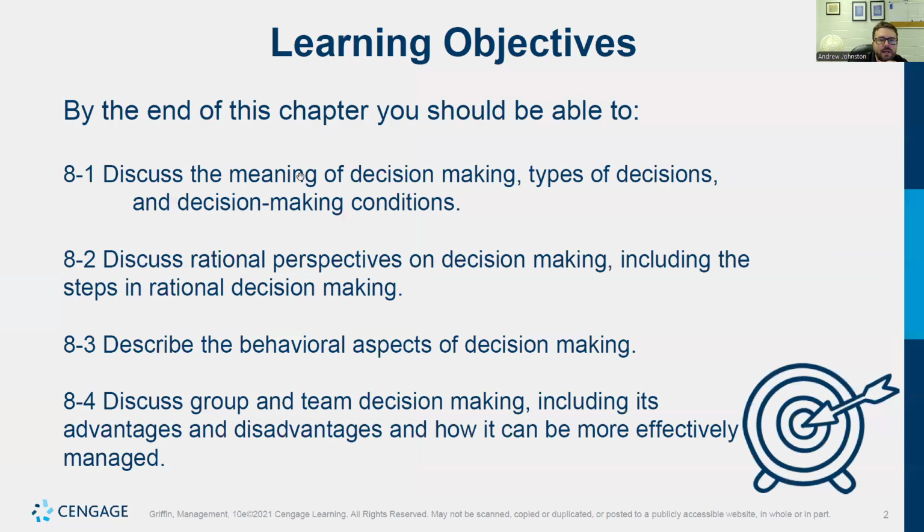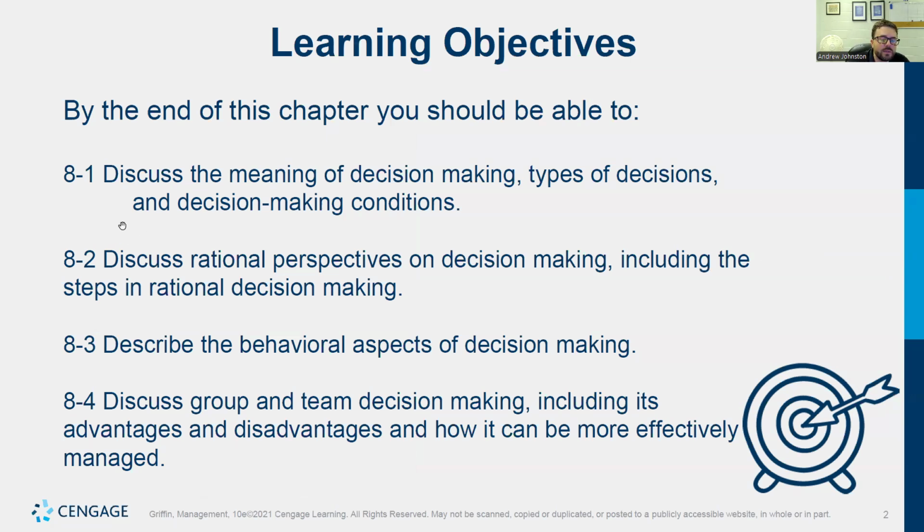So we'll discuss what kind of decisions do we even make? What do we mean when we talk about decision making in a managerial context? What is the rational perspective, or what you might call the ideal perspective, about how managers should make decisions? And then how do managers actually often make decisions in reality? What are the behavioral aspects, including behavioral biases that can influence decision making?